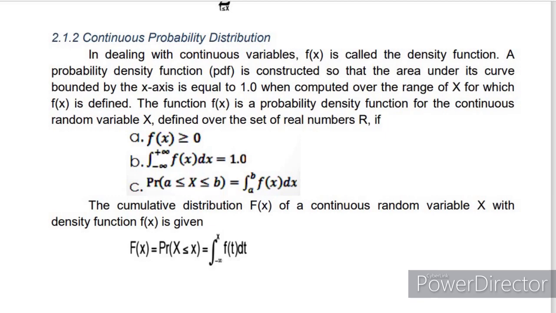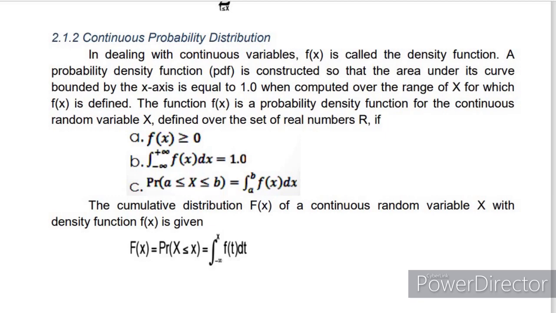So for 2.1.2, continuous probability distribution, in dealing with continuous variables, f of x is called the density function. A probability density function, or PDF, is constructed so that the area under its curve bounded by the x-axis is equal to 1.0. Okay, so that's the purpose of constructing it, when computed over the range of capital X for which f of x is defined.